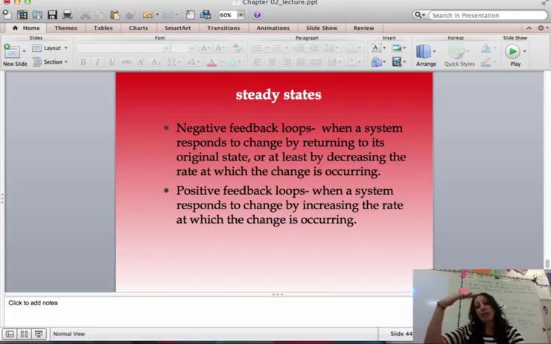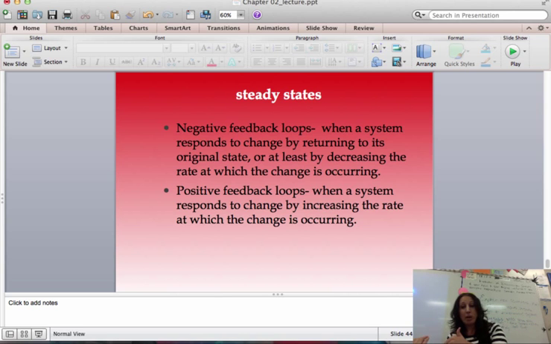If it's set at 80 degrees, the thermostat kicks in when the temperature of the room is higher. The air conditioner brings it back down to 80. Conversely, if it's set to 72 and it goes down to 62, then the heater is going to kick on until it reaches 72. So it's trying to go back to the homeostatic state, the original state, in order to get balance.